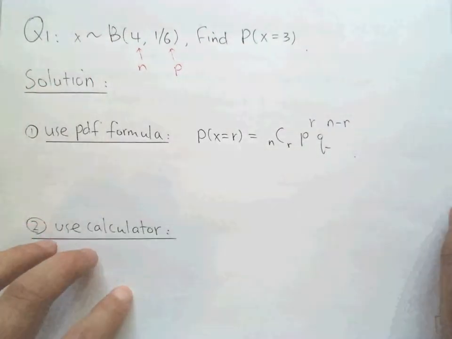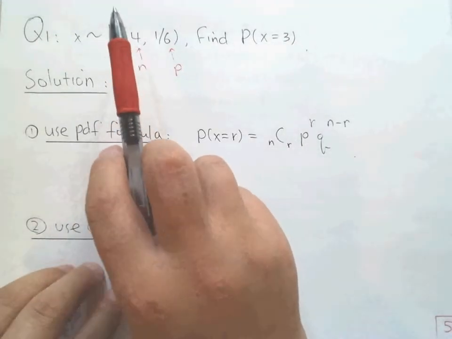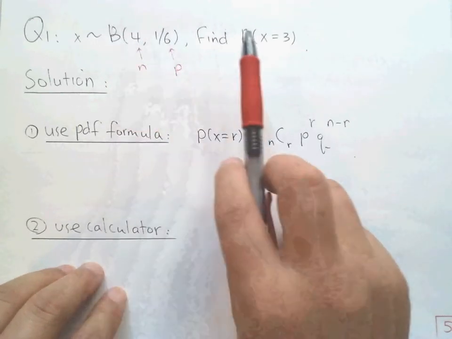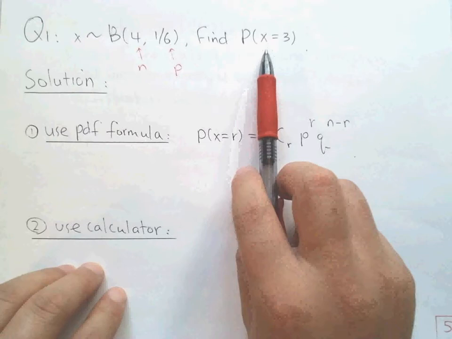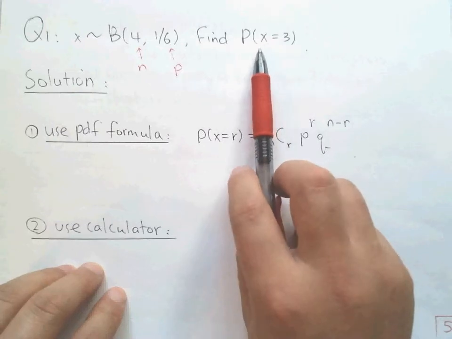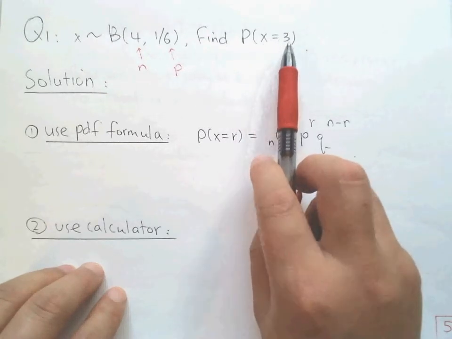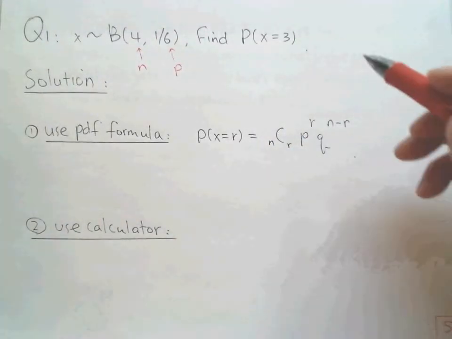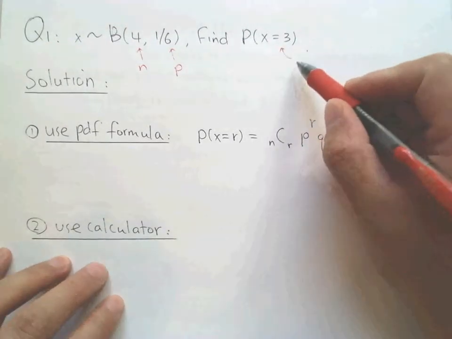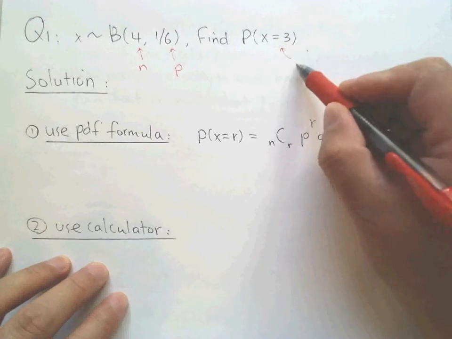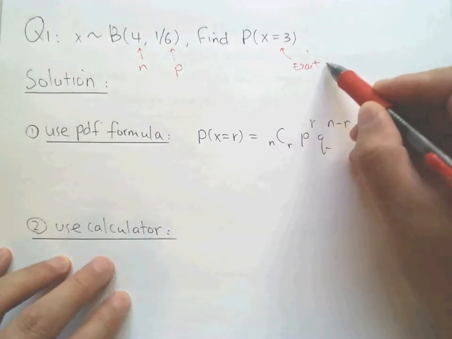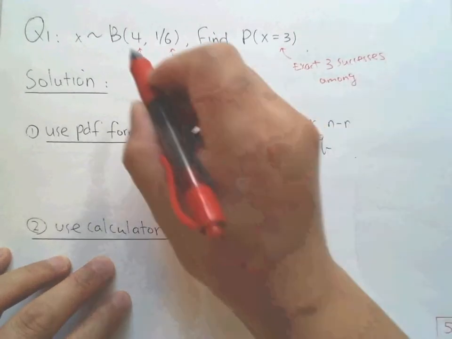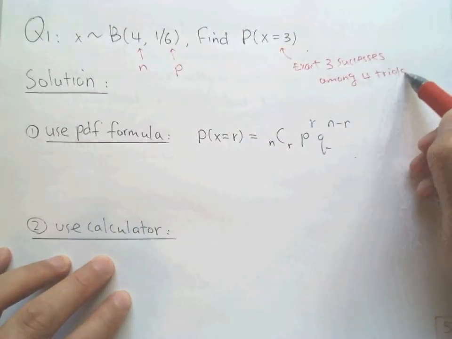And X is a random variable. It tells you your total number of successes. Your successes could be 0 times, no success, 1 time, 2 times, 3 times. The maximum is 4 times, right? Remember that. But now it's asking you to find the exact probability. X equals 3 means exactly 3 successes among 4. So now this question is to find the probability of exactly 3 successes among 4 trials, and these are Bernoulli trials, of course. You get it?